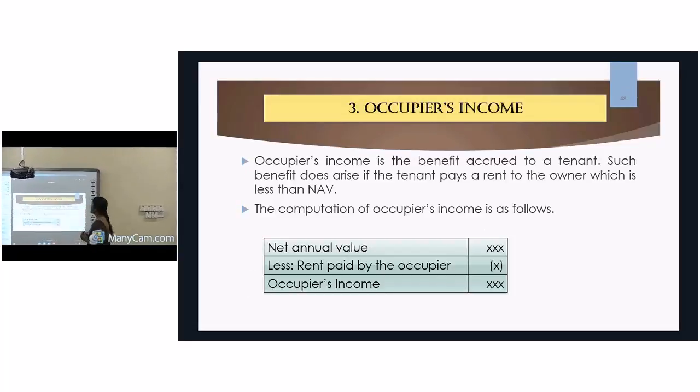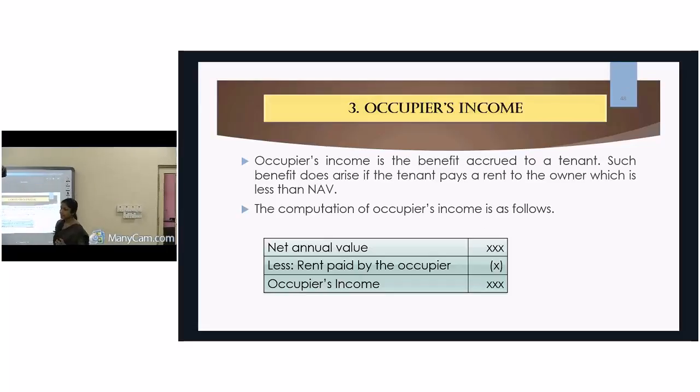Third one is occupier's income. Up to now we discussed net annual value. Net annual value means the owner's income. The second one was the rent income. Rent income means the owner is not going to use the property by himself; instead he is going to rent it out to a third party.